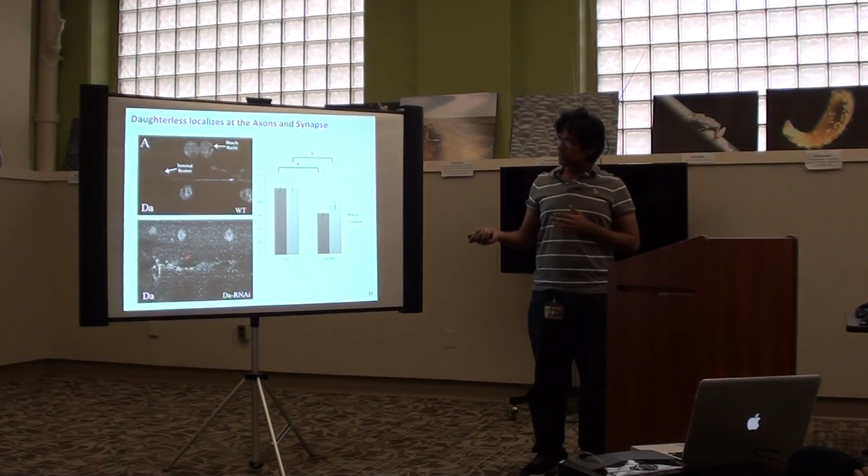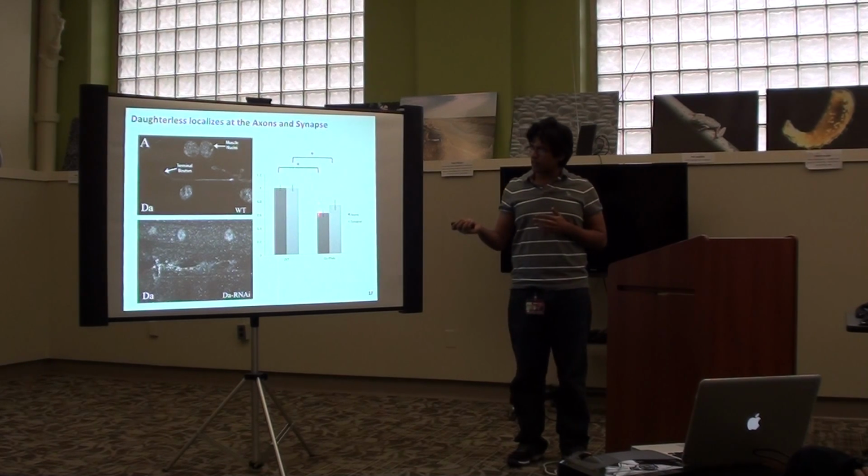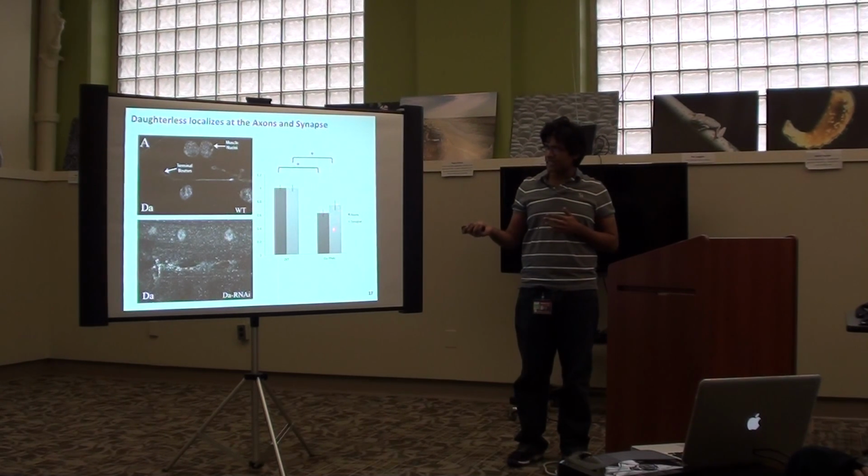When we knocked it down, what you can see here is that we can reduce it in the axons and in the synapse as well.